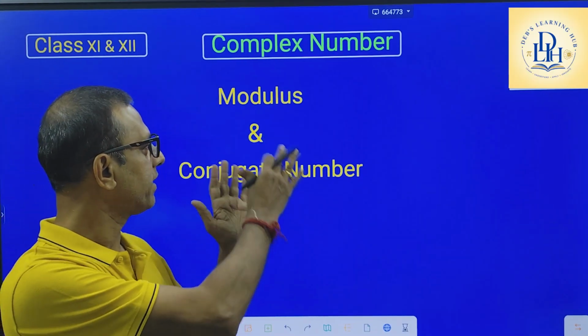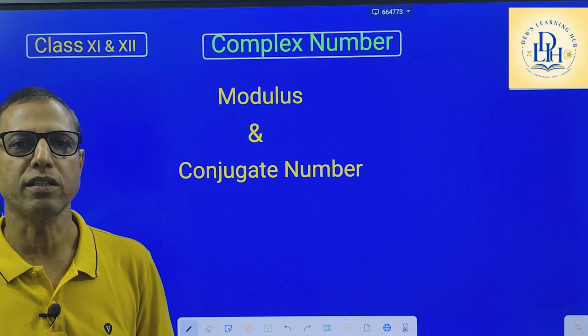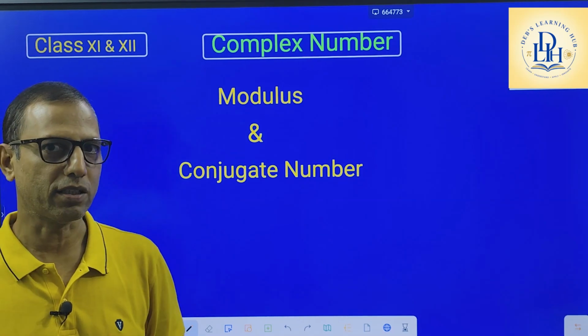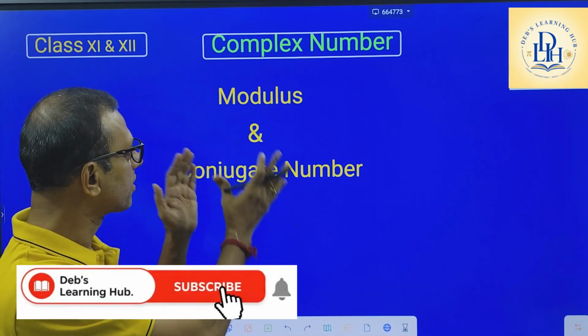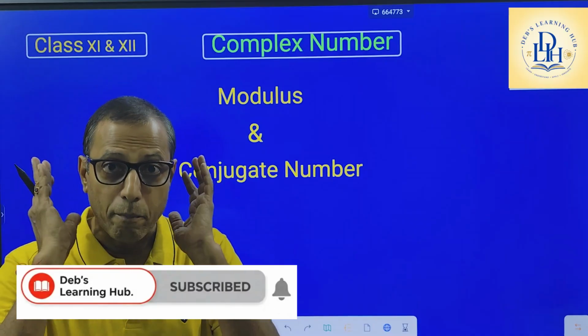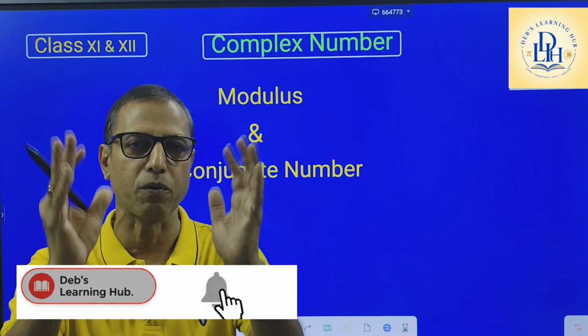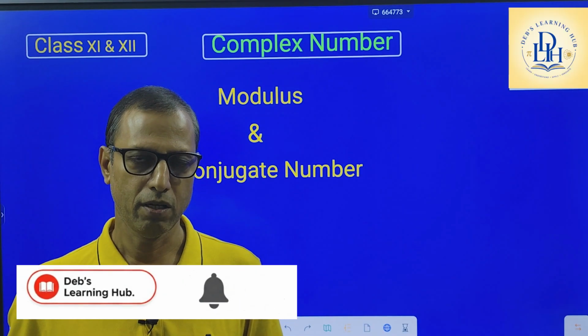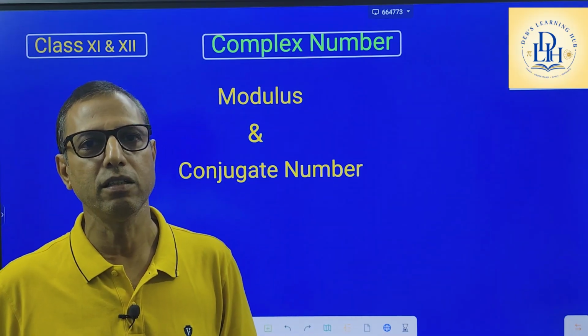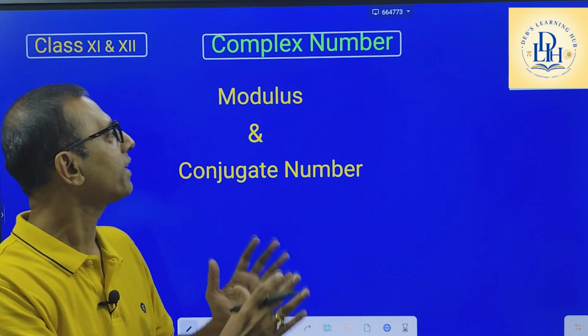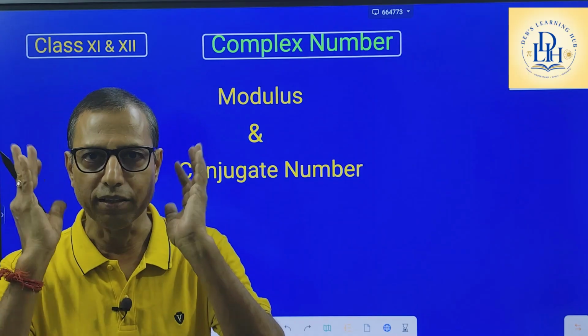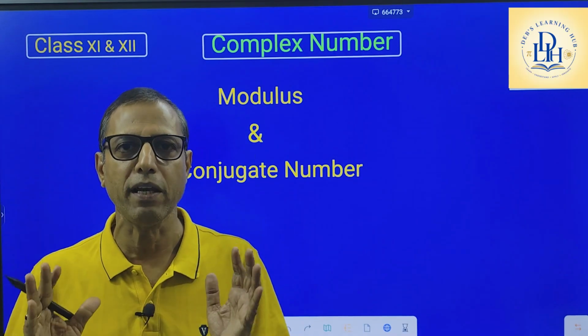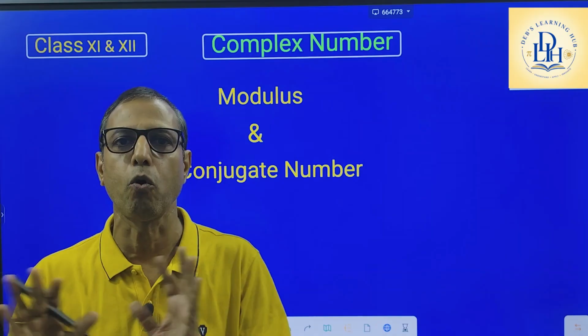I am going to complete this modulus and conjugate number in 2 classes. Today's class I will give you the concept of modulus and conjugate number, both from the algebraic standpoint as well as from the geometry standpoint. And in the next class I will explain the properties of modulus and conjugate number. These 2 classes, if you follow properly, your chapter is closed.